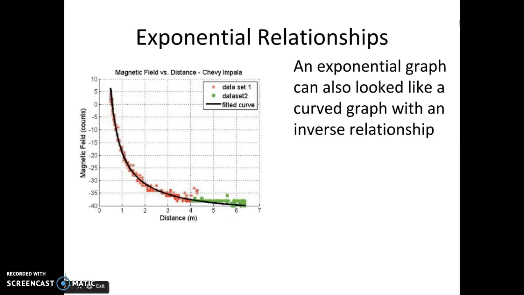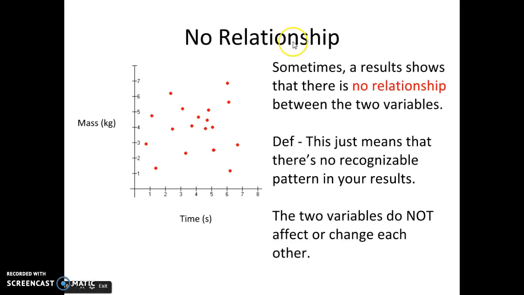So now let's talk about a different type of relationship, no relationship. Sometimes you might take your data and realize that there isn't a correlation between the variables. There just isn't a relationship there. They don't affect each other. One way that this can look is just to have a scattered clump of data where there's no recognizable pattern. It's not going up, going down, there's no line that's either straight or curved. It's just this mass of data. And this just means that you don't have a relationship and the two variables don't affect or change each other.